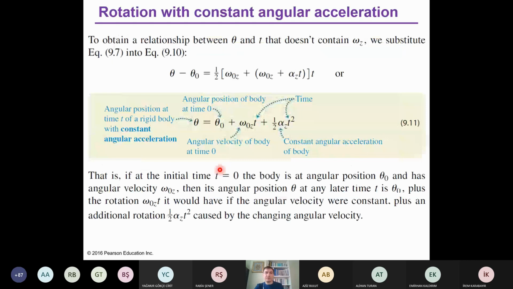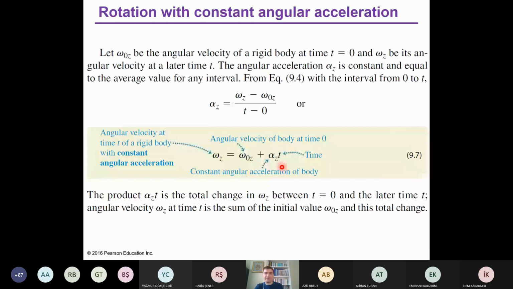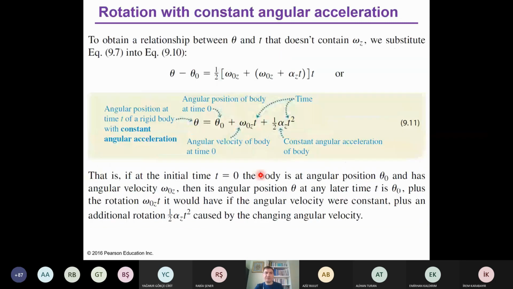So here within this equation we have omega z. You see omega z here. And here omega z is given with omega 0z plus alpha z time. Just take this expression and use it there, okay? Then finally, this expression can be written in this form. This is the final angular position of a rigid body. This is the initial angular position of the body when the time is 0. This is the angular velocity when the time is 0. This is the time plus 1/2. This is the constant angular acceleration of the body, and this is the t square. So this is another equation for the constant angular acceleration in rotation.